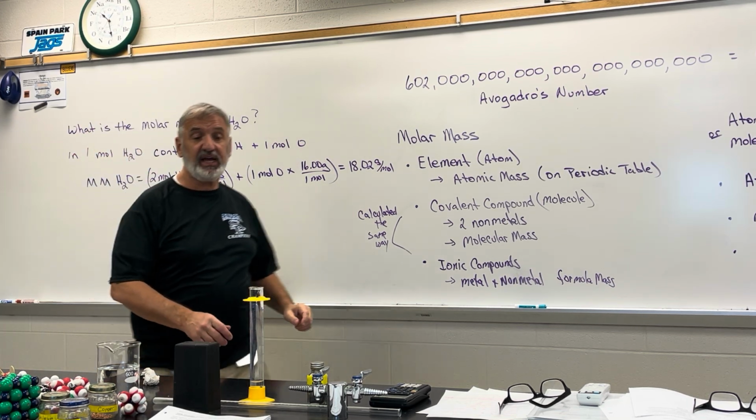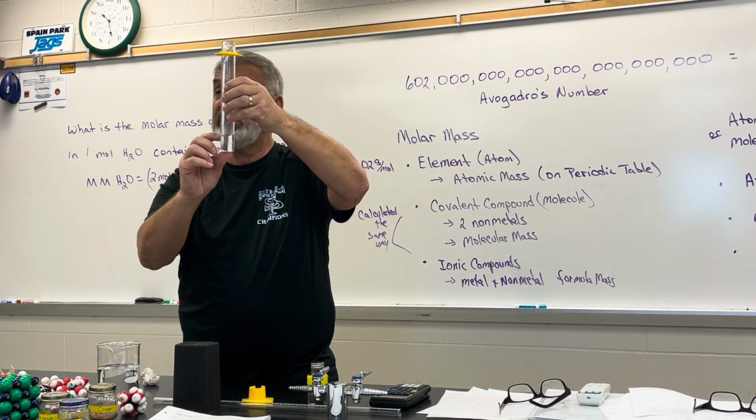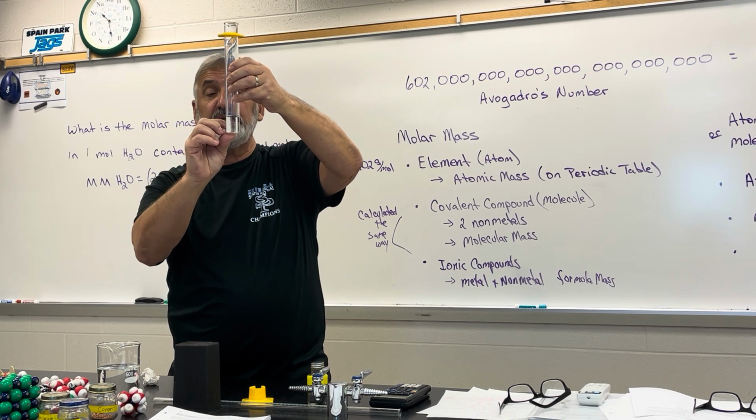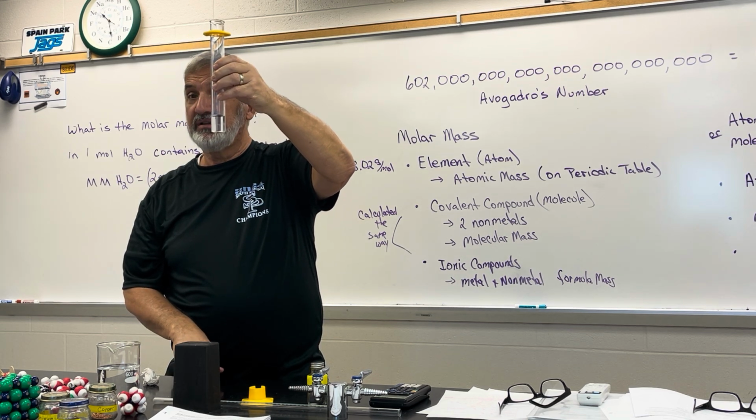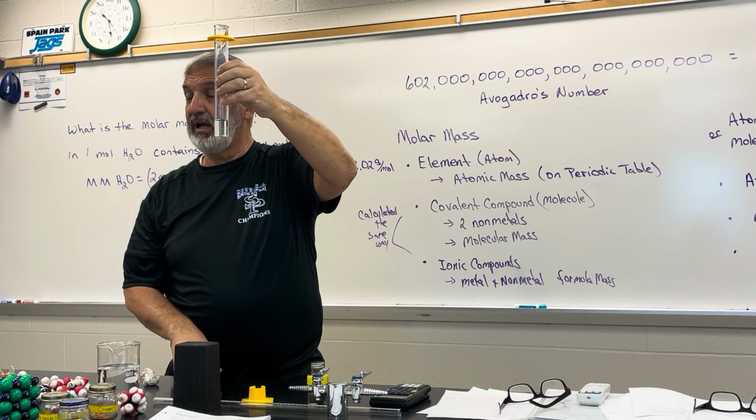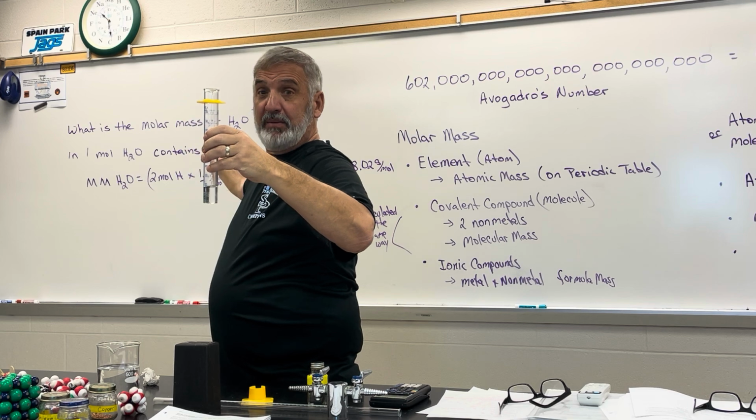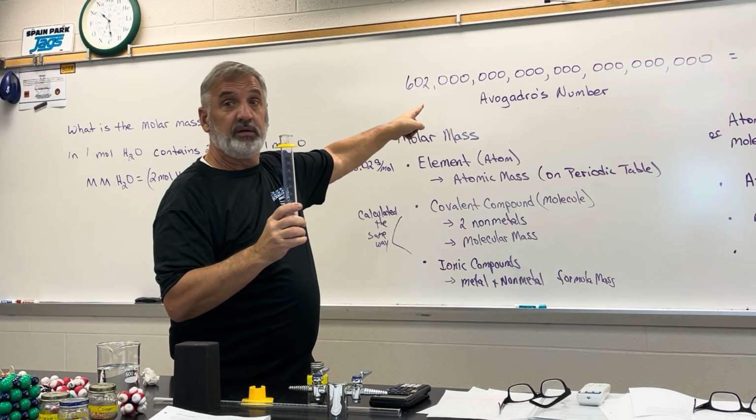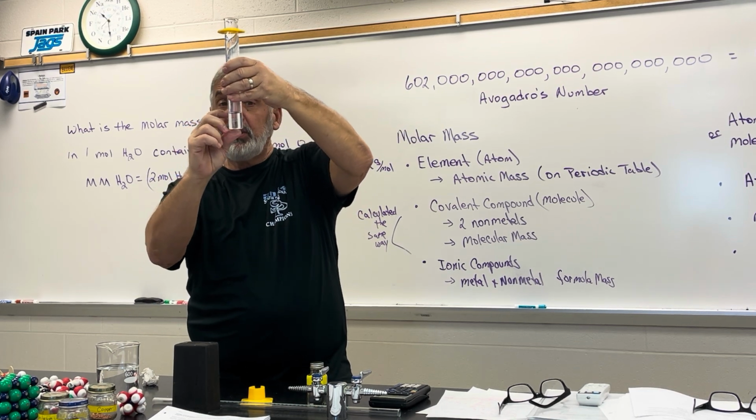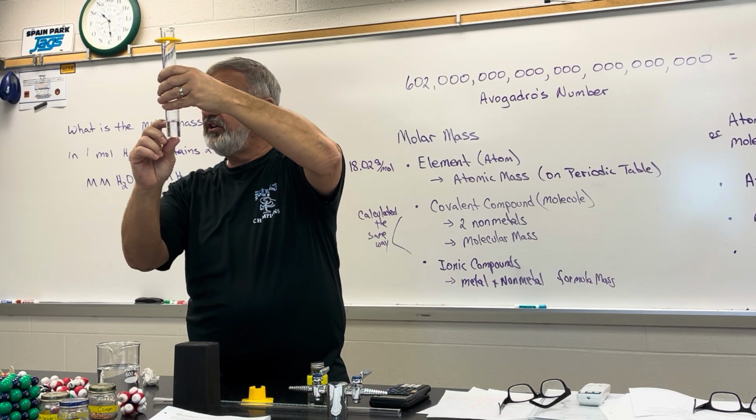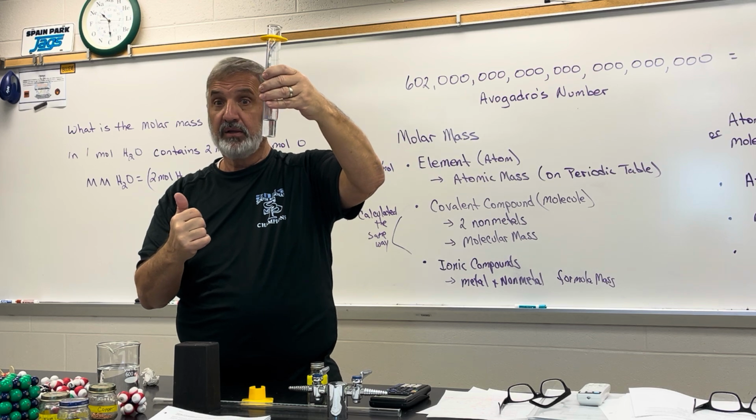So that means that if I take 18 grams of water, and the density of water is 1, then 18 milliliters is 18 grams. So I have 18 milliliters here. How many molecules of water are in here? What did we just figure? 1 mole. And how many molecules are in a mole? 602 sextillion. So in this 18 milliliter sample of water, I have 602 sextillion molecules of water, give or take a few trillion. Okay?